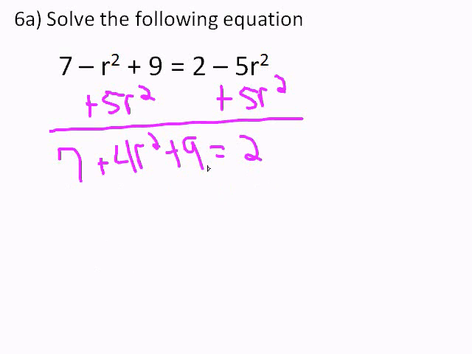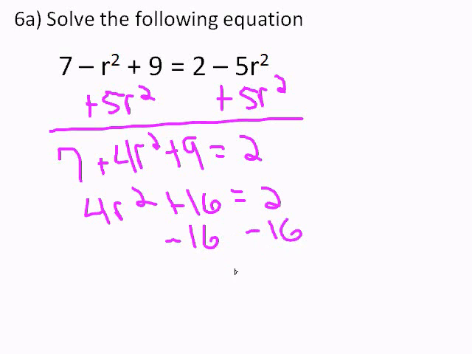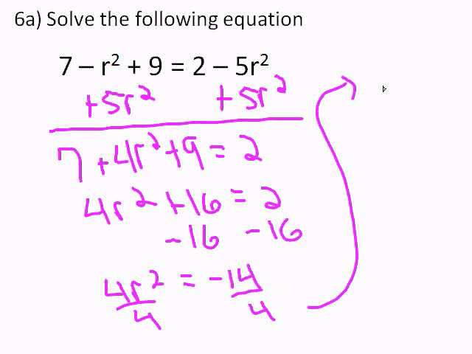I need to combine my like terms on the left-hand side, clean it up a bit, make it look simpler. So I get 4r squared, 7 plus 9 is 16. Subtract 16 from both sides to get r by itself. So we get 4r squared is equal to negative 14. Divide both sides by 4, and we get r squared is equal to negative 14 over 4. Could reduce that. r squared is equal to negative 7 over 2.